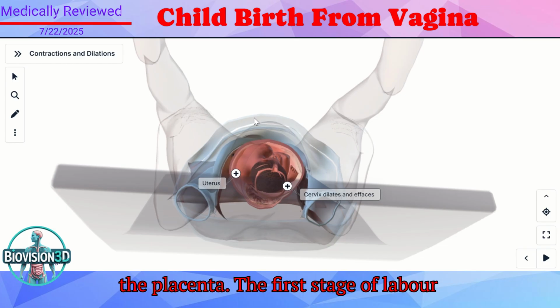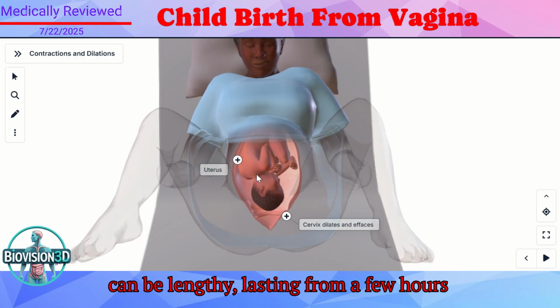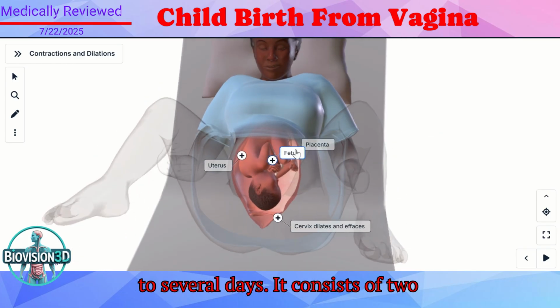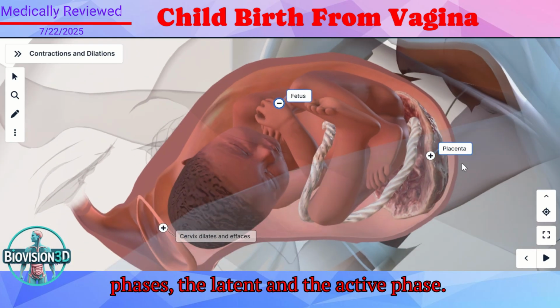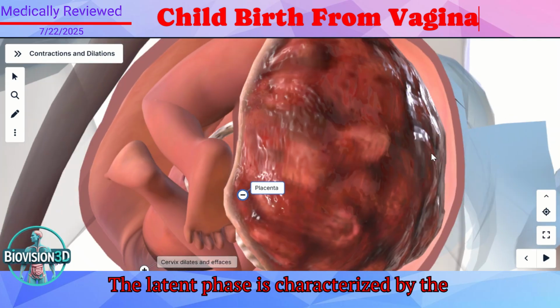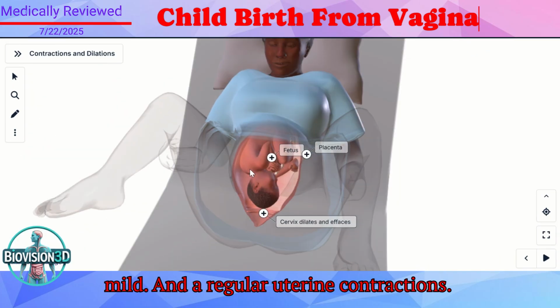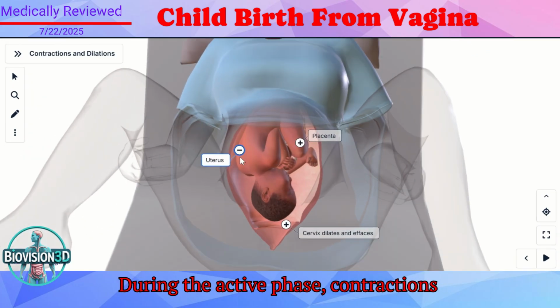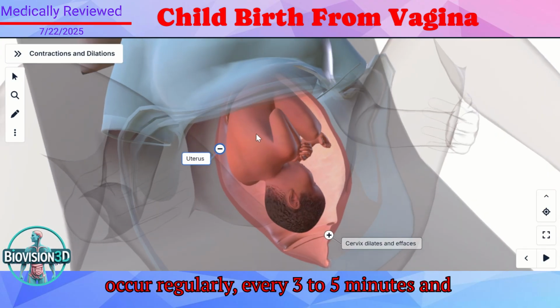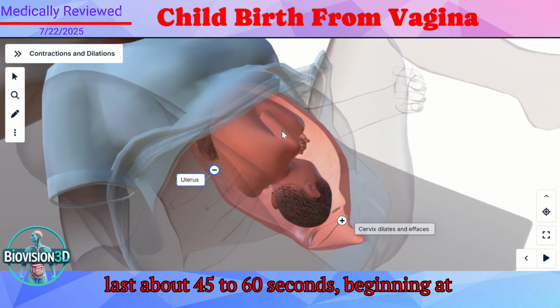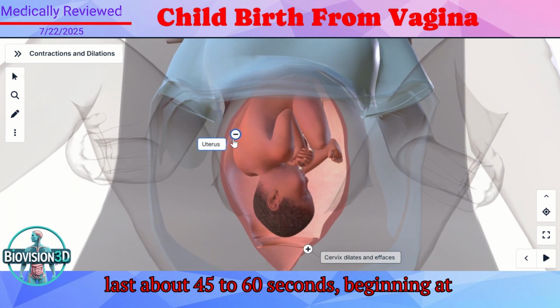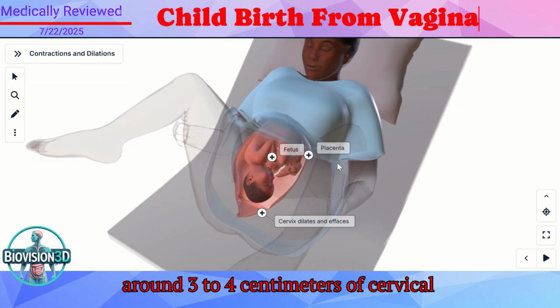The first stage of labor can be lengthy, lasting from a few hours to several days. It consists of 2 phases, the latent and the active phase. The latent phase is characterized by the gradual intensification and frequency of mild and irregular uterine contractions. During the active phase, contractions occur regularly every 3 to 5 minutes and last about 45 to 60 seconds, beginning at around 3 to 4 centimeters of cervical dilation.